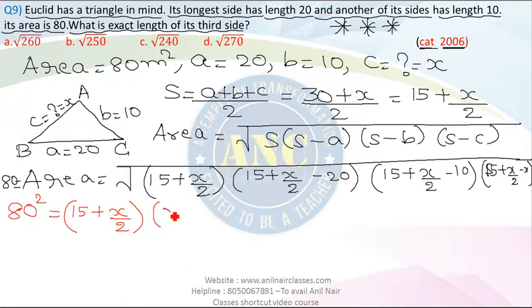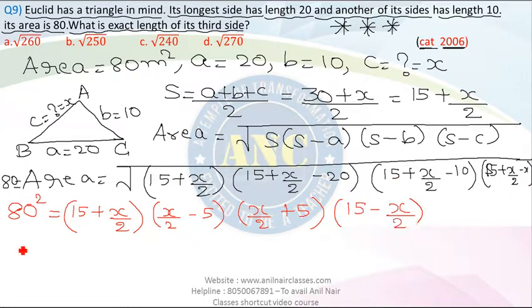It is minus 5. It is X by 2 minus 5. 15 minus 10 is 5. It is X by 2 plus 5. And the last thing is 15 plus X by 2 minus X. It is 15 minus X by 2.